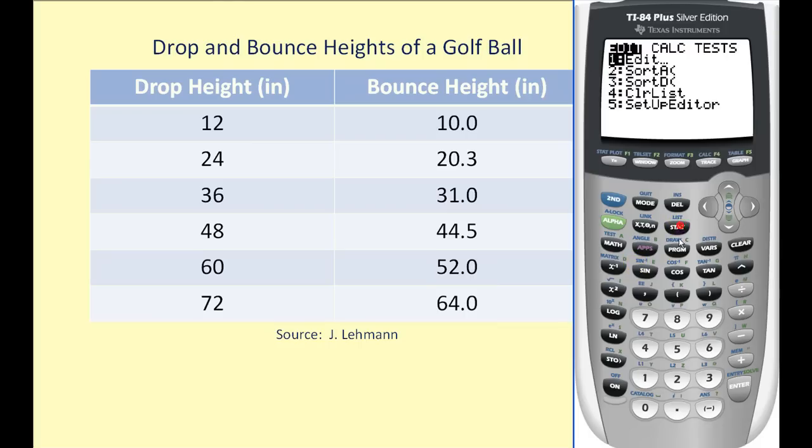If we press Stat and then Enter, it will bring up our list. Notice I've already typed the drop height into L1. Now we want to type the bounce height into L2. If you do have some old data in here, if you go to the top of the column, press Clear and then Enter, it will clear the data out.